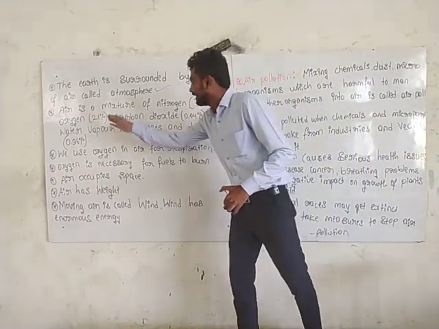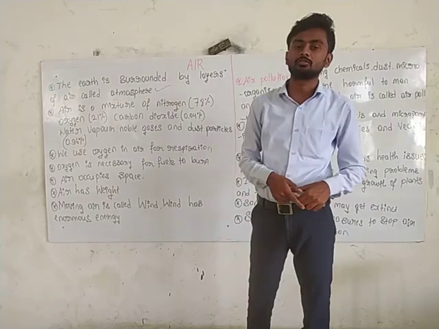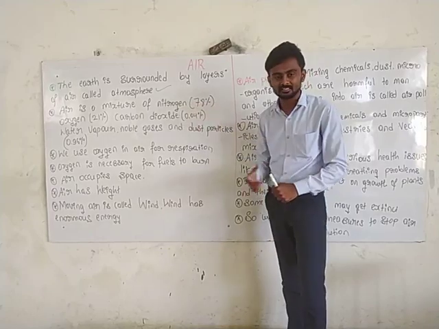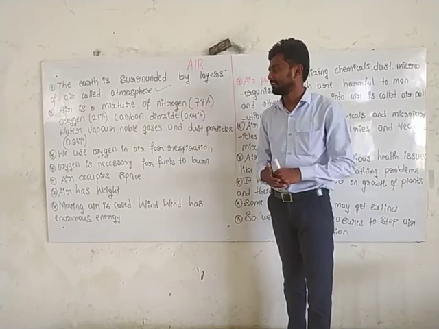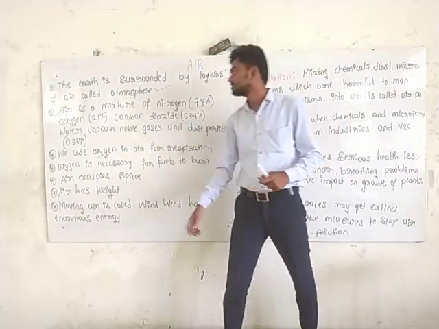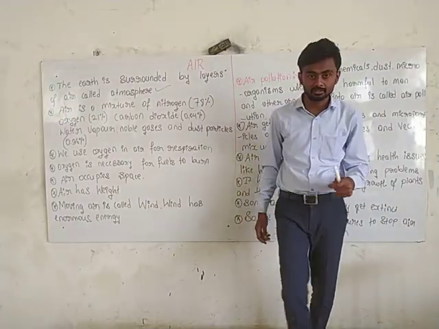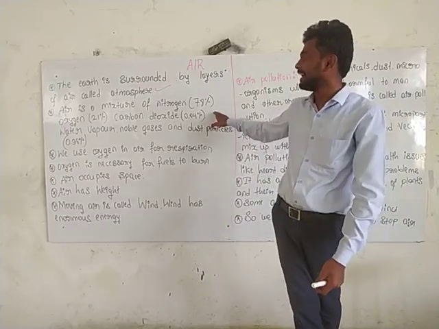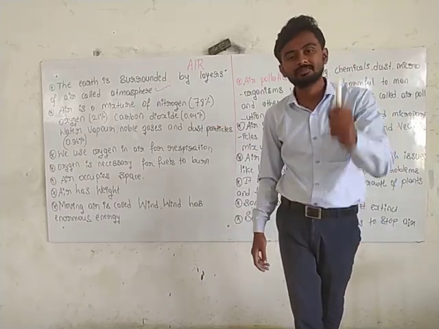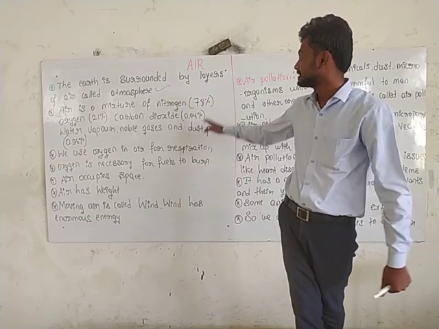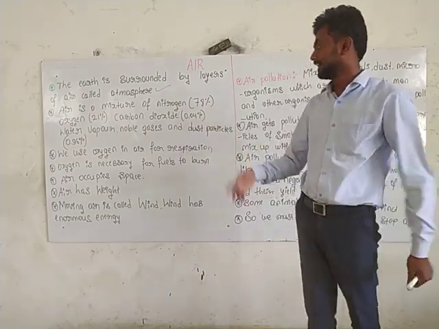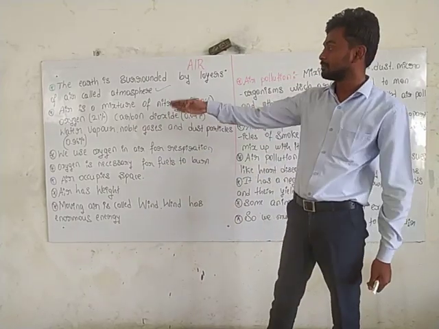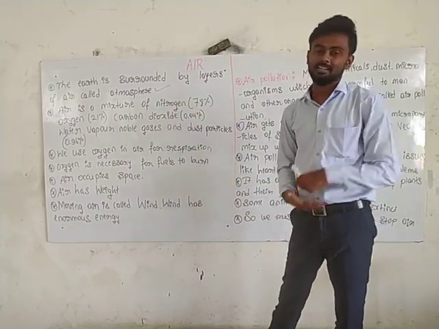Next, air is a mixture of nitrogen. How many percent is it? 78%. It means it is the highest in air. The 78% of nitrogen is present in air. Next, oxygen. How much? 21%. The 21% of oxygen is present in the air.